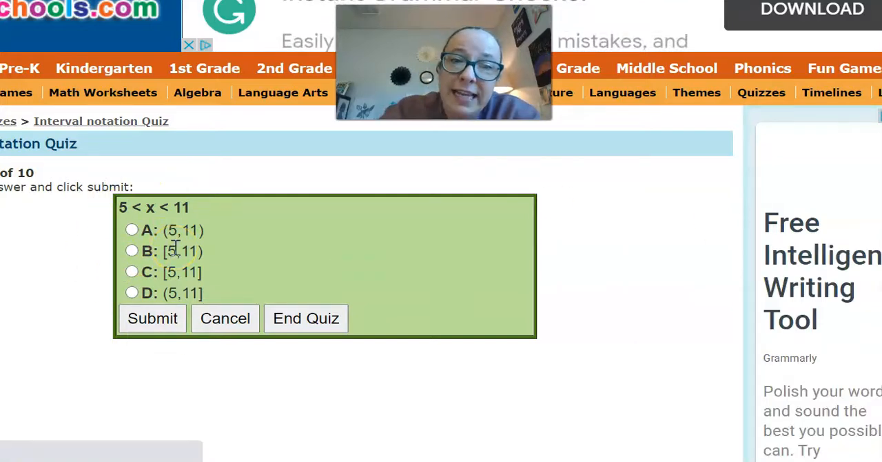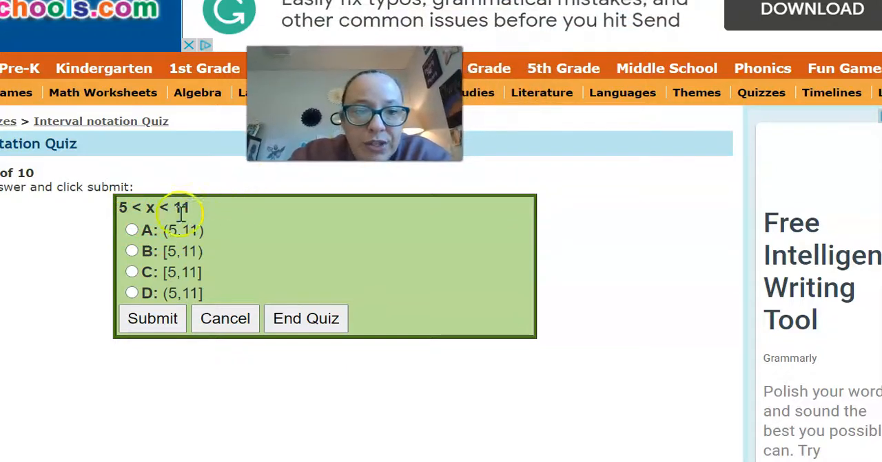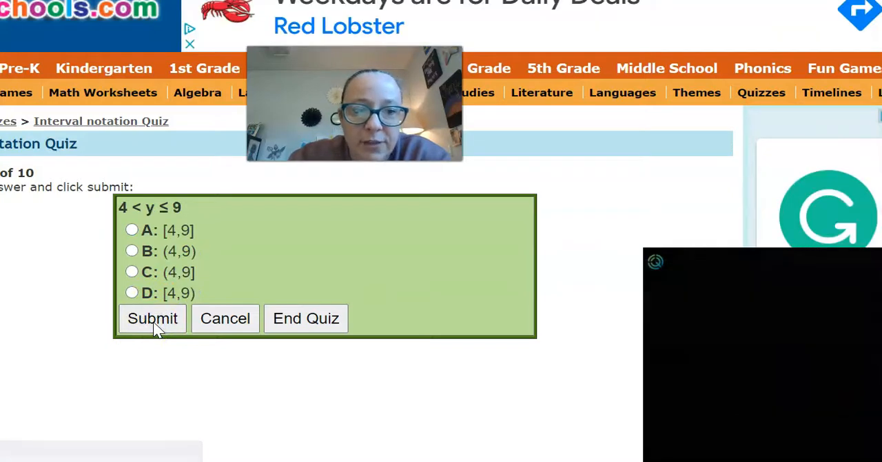Now, on the examples I just did with you, we had graphs, and here we don't. So this is just x is between 5 and 11. Are there equal to's? No. So they're not included. They would not be closed circles. So it would be this. And after I finish this little quiz, it'll tell me if it's right or not.